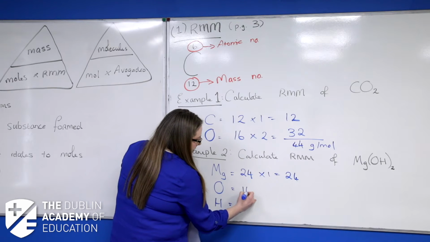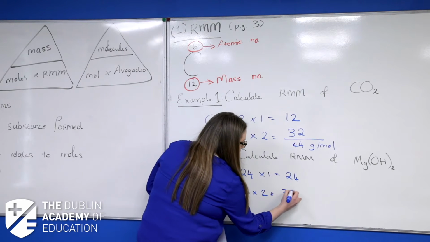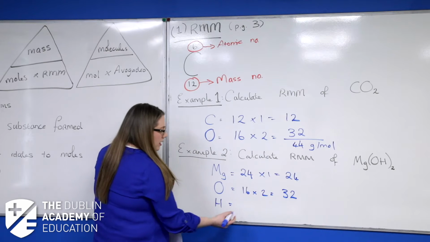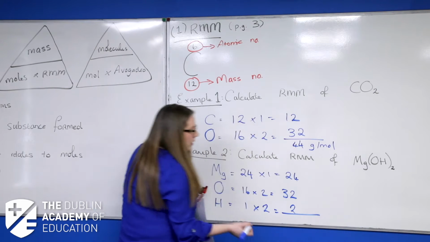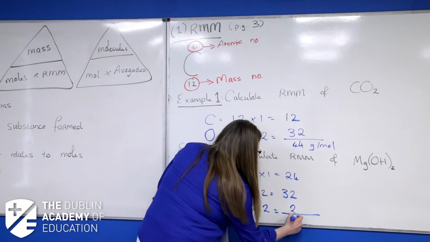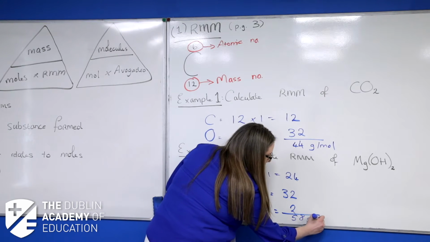Oxygen, there's 2 of them, and its mass is 16, and hydrogen has a mass of 1, and there's 2 of them. Now, when you add those all together, you will get 58 grams per mole.